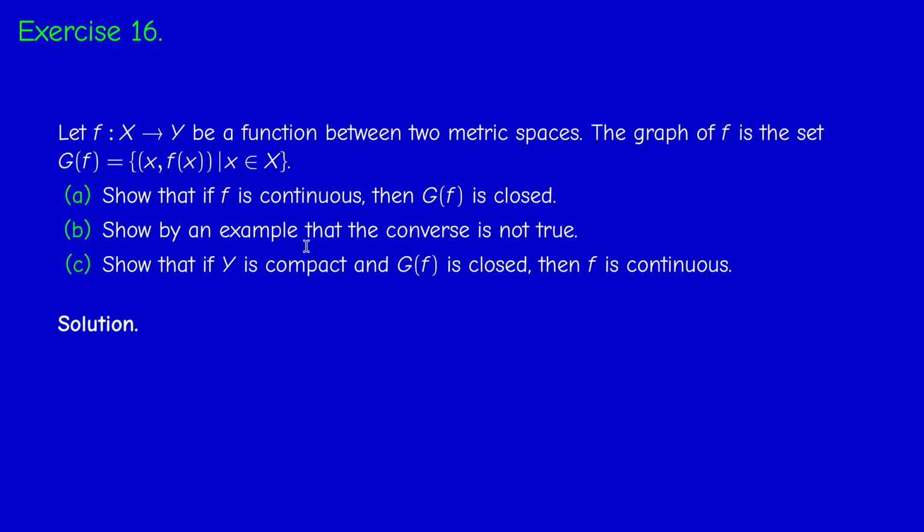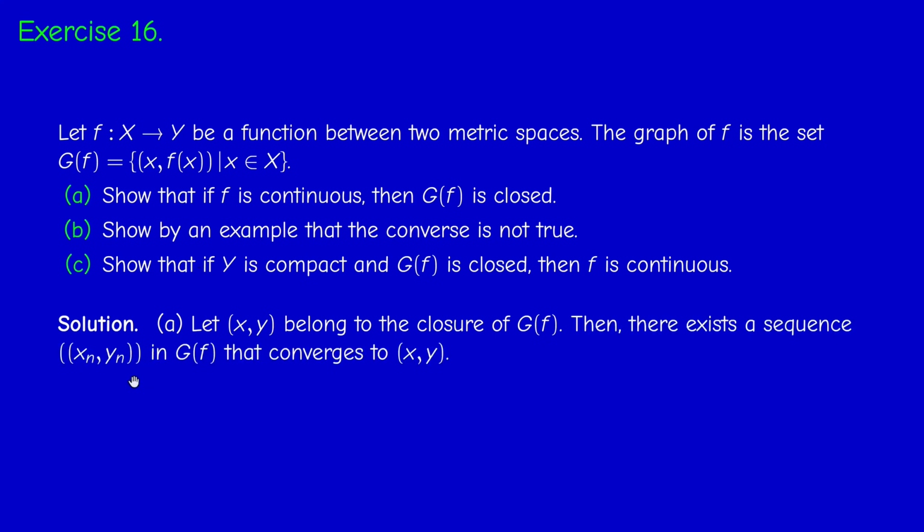The first question is easy. Why is the graph closed? How do I prove that a set is closed? I take an element in the closure. By the characterization of the closure, I can find a sequence (x_n, y_n) in the graph that converges to this point (x, y). Now if (x_n, y_n) converges to (x, y), it means that the first component converges to the first component because projections are continuous, and the second component converges to the second component. This is by definition of the product topology.